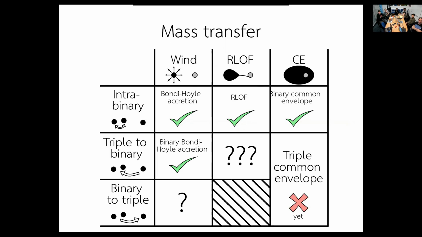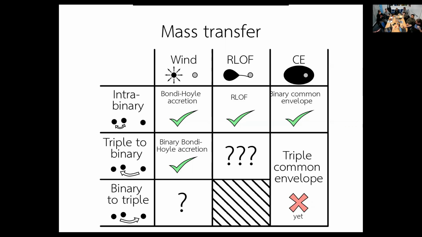Binary to triple wind mass transfer, I've marked with a question mark, because I think in theory, it will start to depend on things like the speed of the wind. Because if you've got a fast wind, then you can assume it will remain spherical-ish. And so we can just apply the Bondi-Hoyle accretion from the intra-binary mass transfer. If you've got a slower wind, or a wider triple perhaps, then you might start to see effects of the wind being shaped by the binary, which might be quite messy. And we've seen these simulations of nice spiral winds, and spiral shells, planetary nebulae, and this kind of stuff. So I'm not 100% sure how we're going to treat that.